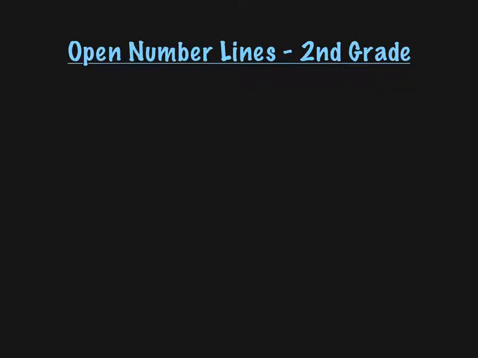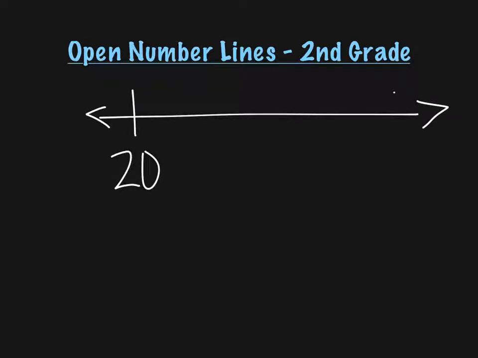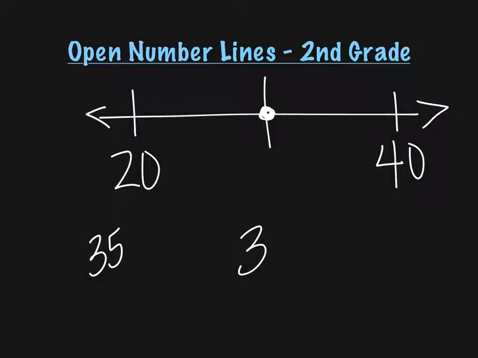Let's say that your number line looks like this. Again, we're practicing with open number lines. Let's say that you only had 2 notches. Then you had that one in the middle that you were supposed to figure out. Okay? So what number belongs right in the middle? Would it be the number 35? Would it be the number 30? Or would it be the number 25? What number goes right here? And think, it has to be reasonable.